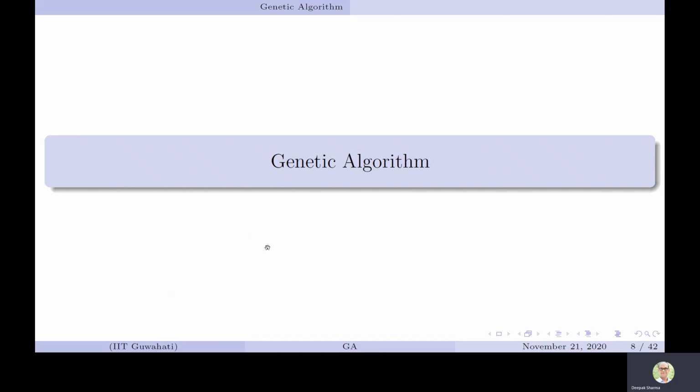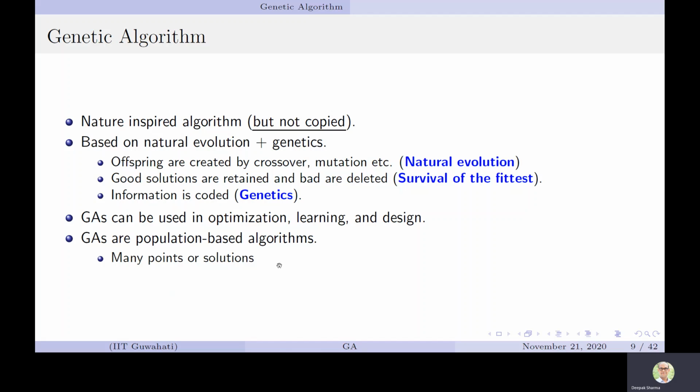So let us understand what is GA. First we have to understand that GA is a nature inspired algorithm. What we see in nature, mainly genetic algorithm, is motivated from human evolution where we have parents, we have offspring, and generation by generation, we try to improve on it. These algorithms are nature inspired, but we do not copy exactly the phenomena which is going on in nature.